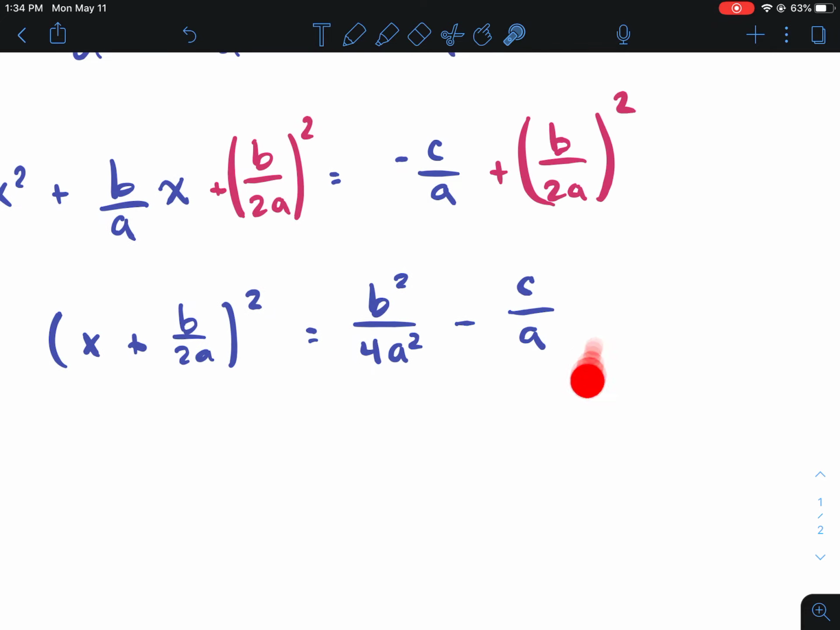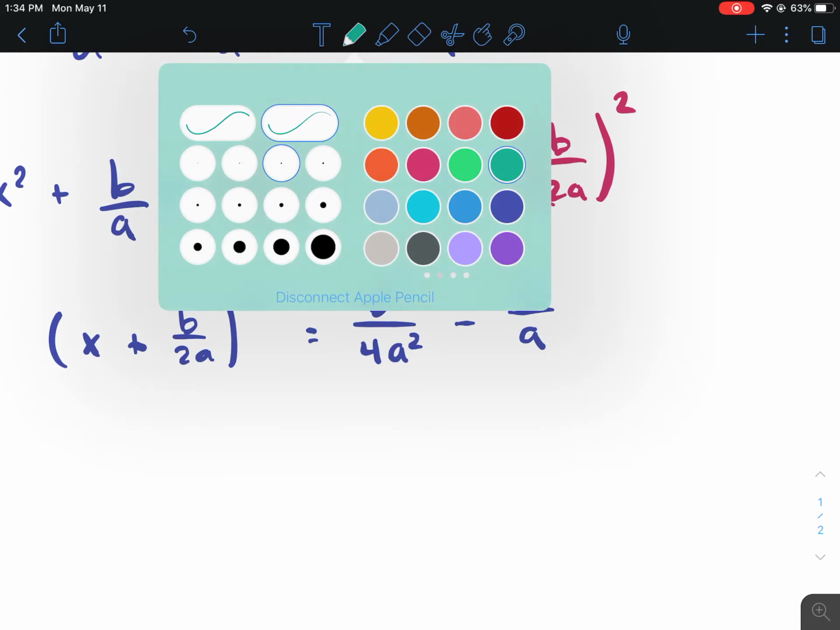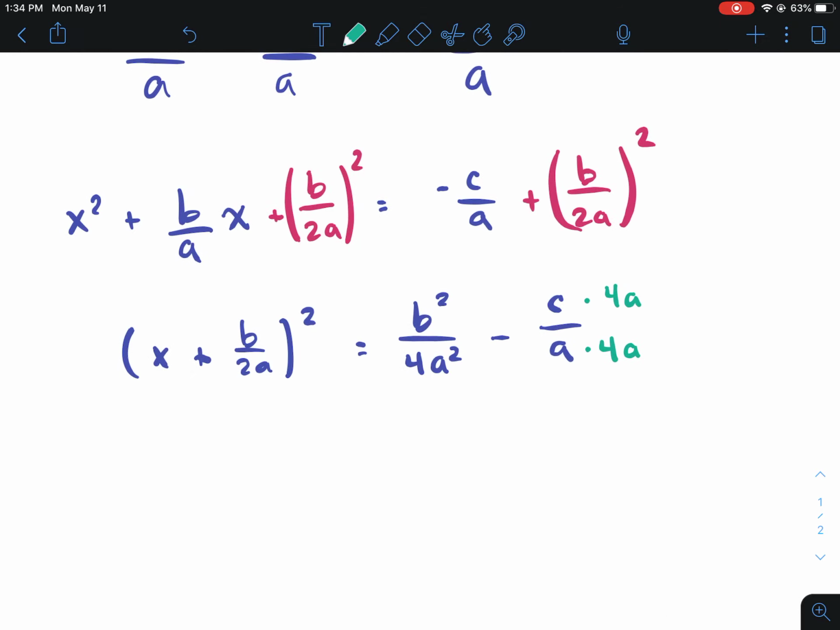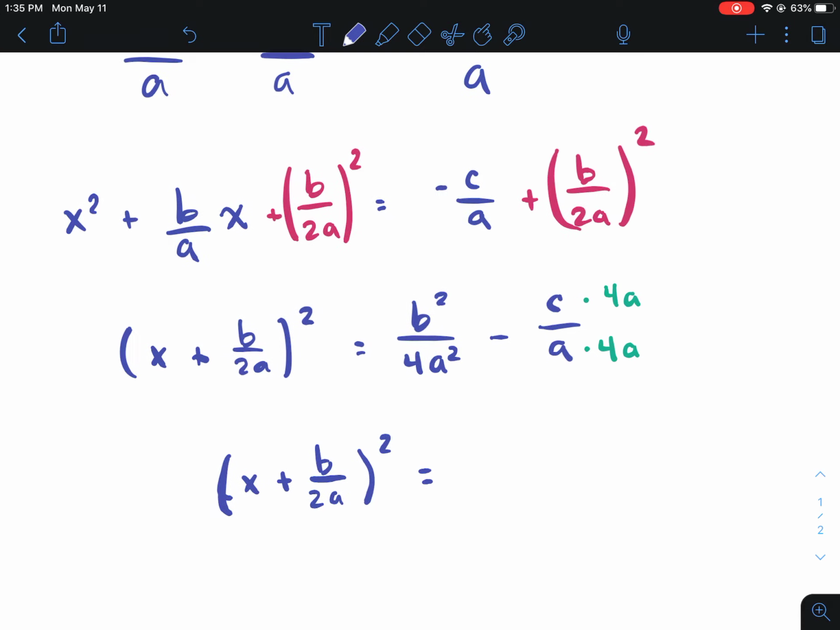So now on the right, we're subtracting these fractions, which means we need a common denominator. So if I want this a to match this 4a squared, I'm going to multiply it by 4a, and whatever I do to the bottom, I have to do to the top, right? Denominator and numerator. So this is going to give me x plus b over 2a squared is equal to b squared minus 4ac in my numerator all over 4a squared.